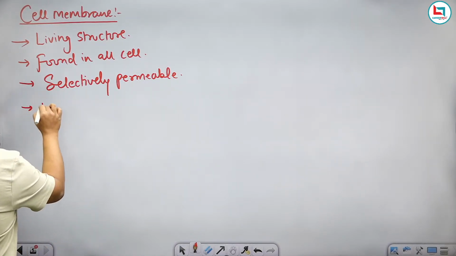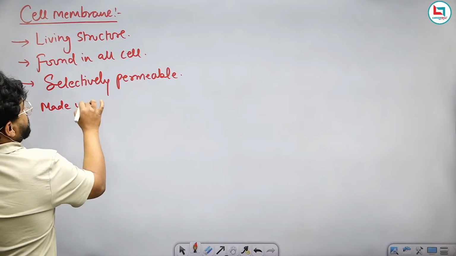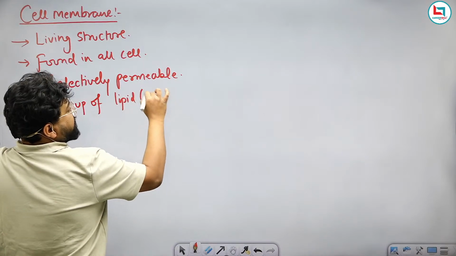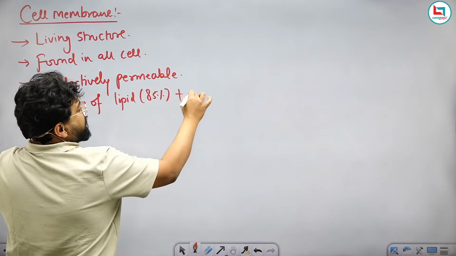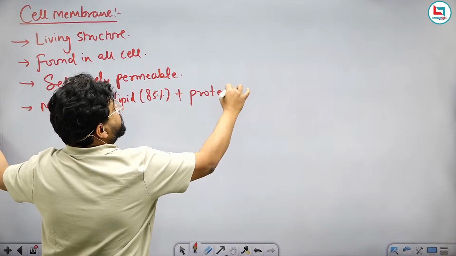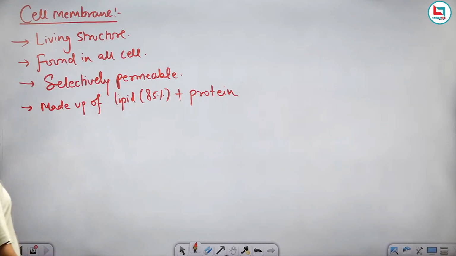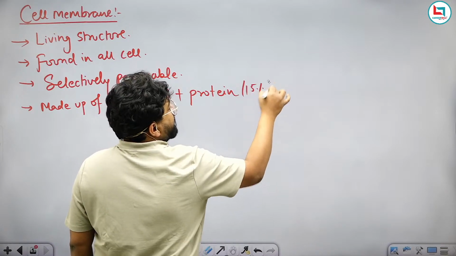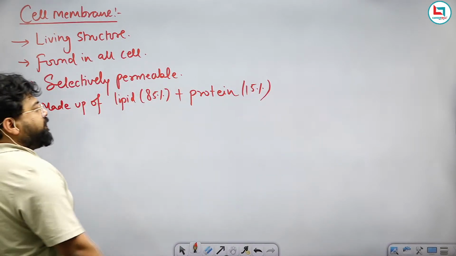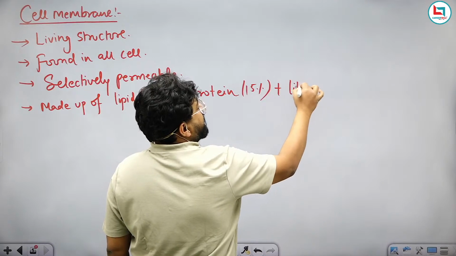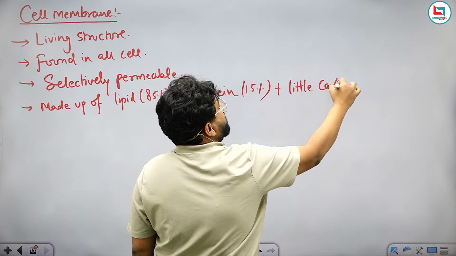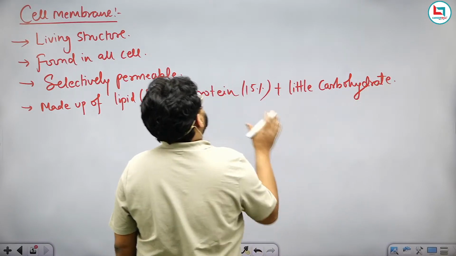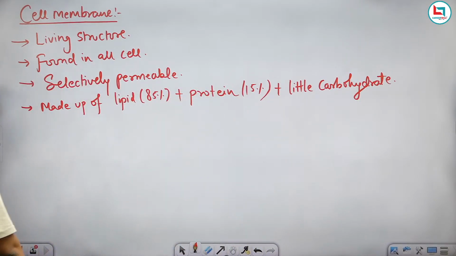These are made up of lipid 85% and protein 15%. Plus a little carbohydrate. But the major composition is of protein and lipid.